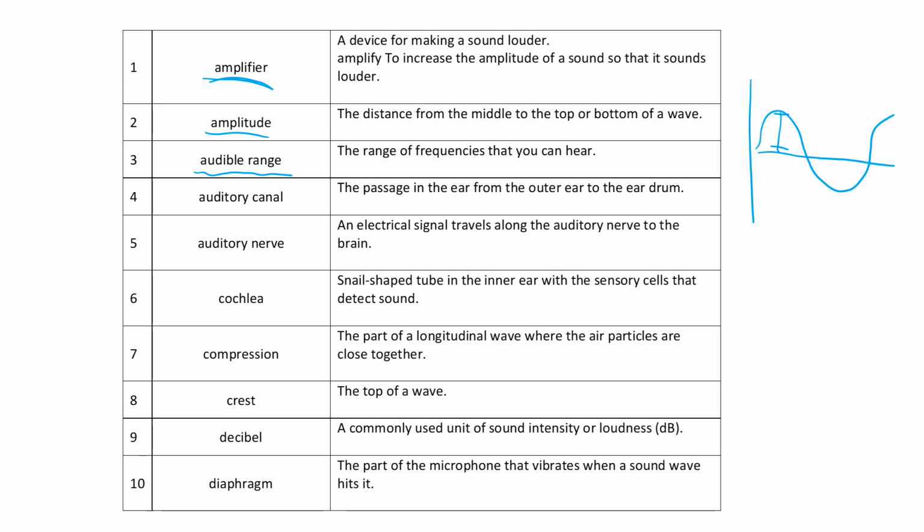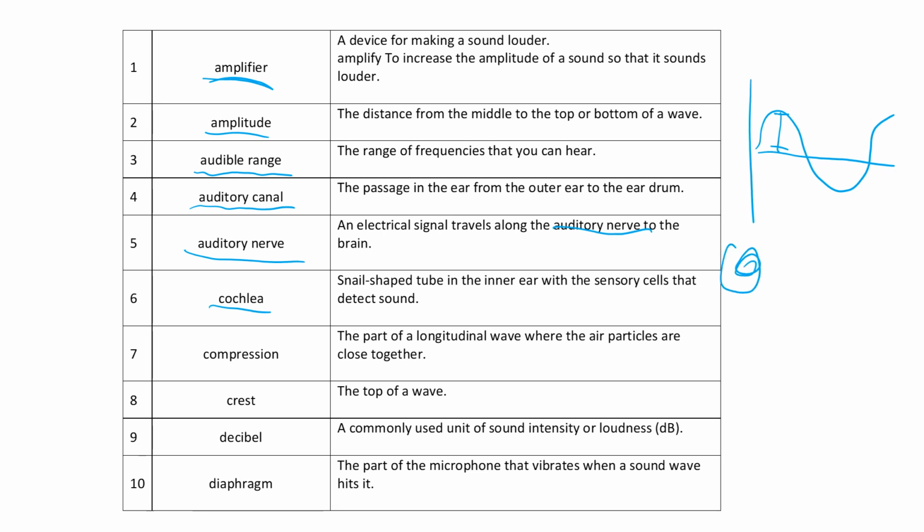The passage in the ear from the outer ear to the eardrum is the auditory canal. Think about your structure of the ear. The electrical signal travels along the auditory nerve to the brain. It's got it there: auditory nerve. A snail-shaped tube in the inner ear with the sensory cells that detect sound: cochlea. Okay, it does literally look like a snail shell.